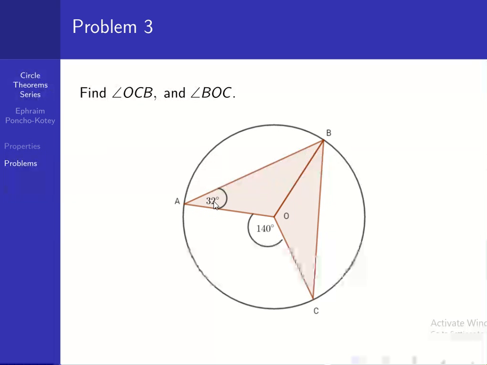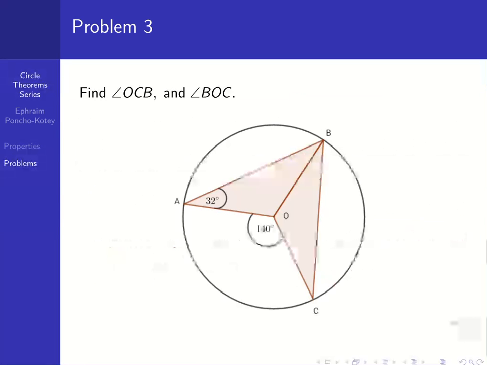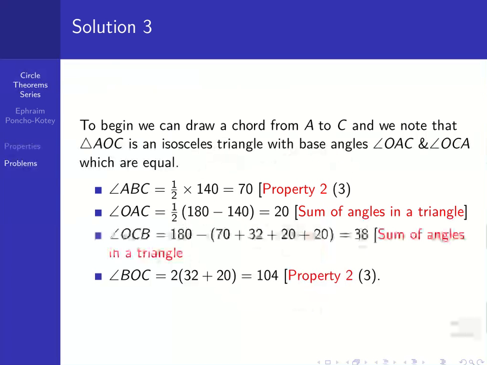Now we've been given that angle BAO is 32 degrees and AOC is 140. What do we know? We know that angle ABC is 70 degrees because of property 2. Also, if I want to find angle OAC, I look at this chord. It forms a triangle AOC. Because AO is the same as OC, triangle AOC is an isosceles triangle. This means that the base angles will be equal. I can find them using the sum of angles in the triangle. And that gives us angle OAC to be 20 degrees.